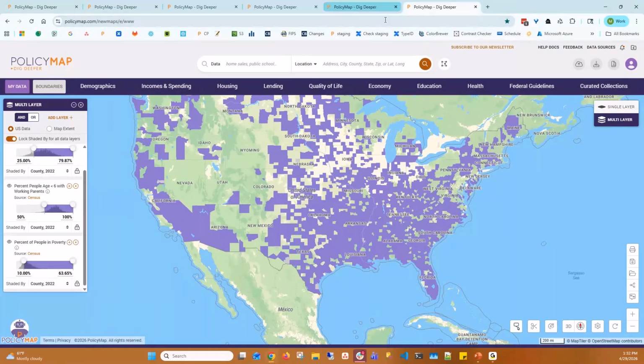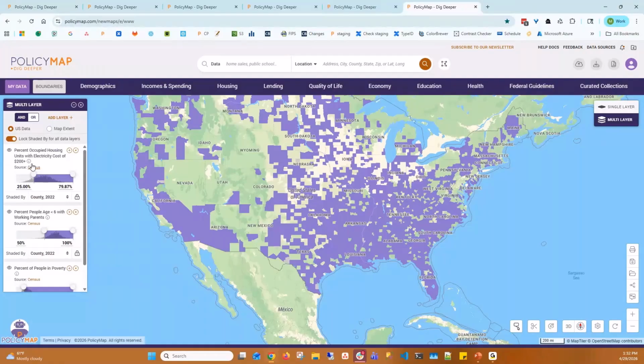So I will go through. The first indicator I added to this map is percent of occupied housing units with electricity costs of $200 or more per month. As I said, this was a new indicator that we added, which I think can be really interesting to understand utilities costs, which is often much less flexible in a household budget. And we added both the share of households spending $100 or more and $200 or more per month on electricity.